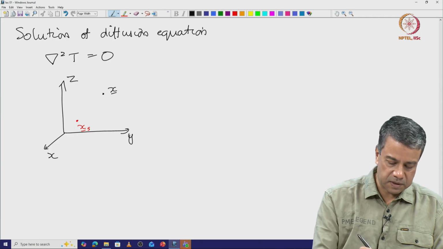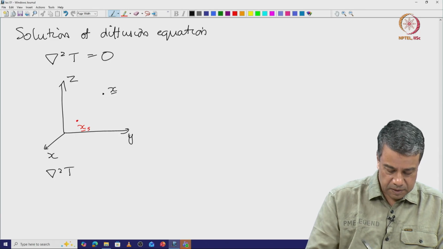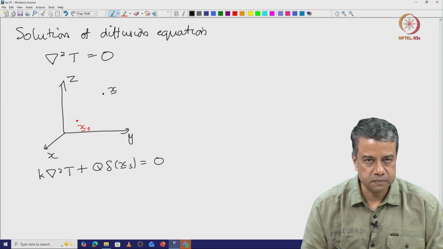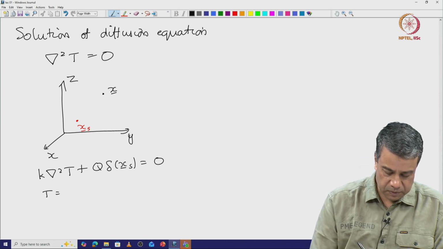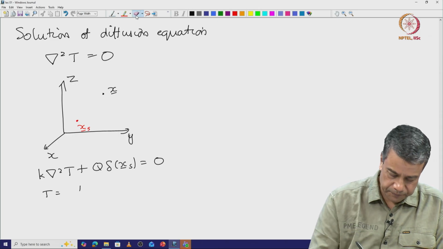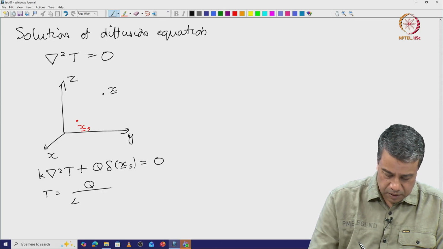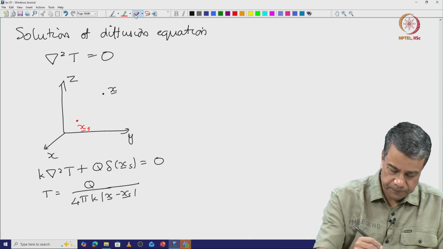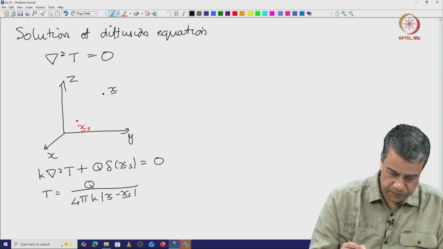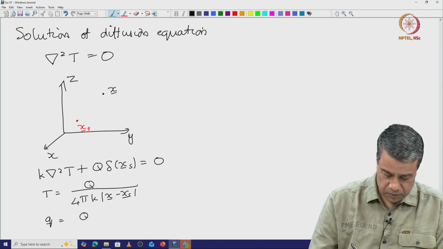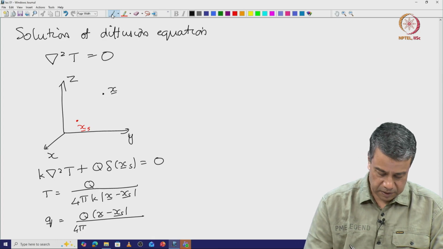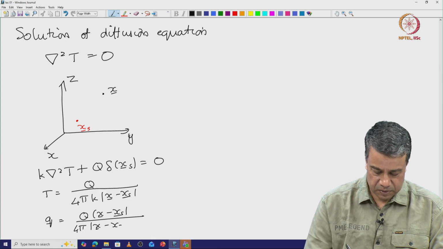And the conservation equation for this is k del square T plus Q delta of x minus xs is equal to 0, where k is the thermal conductivity, and the temperature field was equal to Q by 4 pi k into the magnitude of x minus the source point. And the heat flux we had got as q into x minus xs divided by 4 pi, there is no k here because we multiply by thermal conductivity to get the heat flux, into the magnitude of x minus the source location whole cubed.